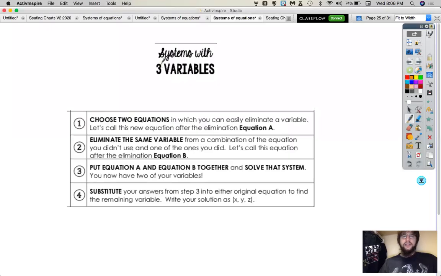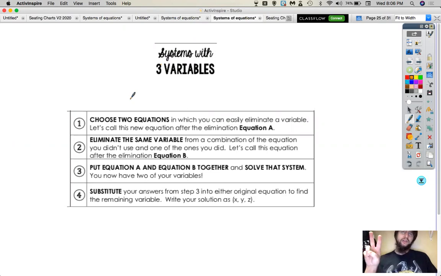All right, guys, today we're going to look at a system with three variables. Recall a system of equations is two or more linear equations. We got three today. We're not going to go any further than that. So here's the steps. I'm going to walk you through it.